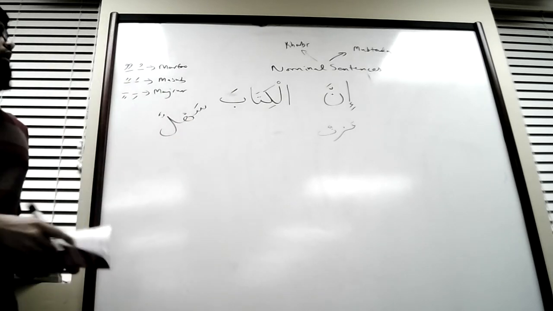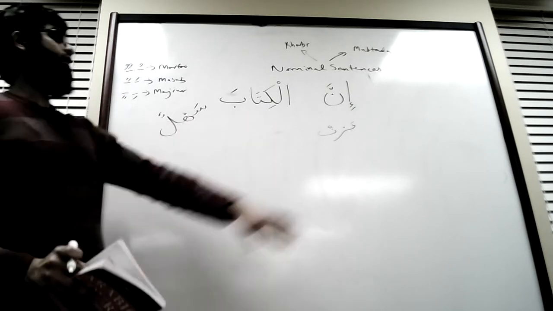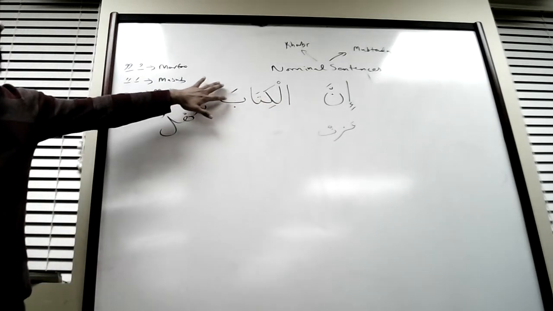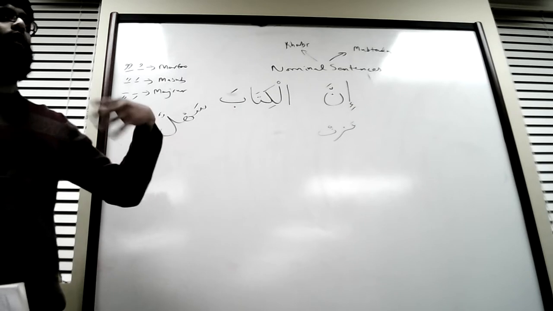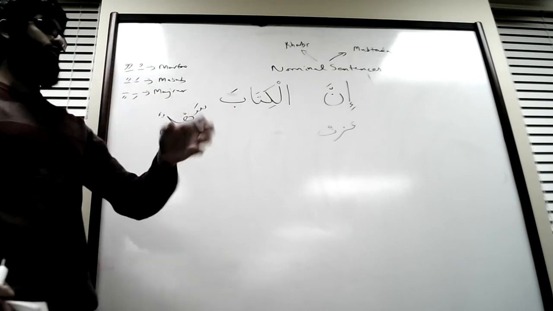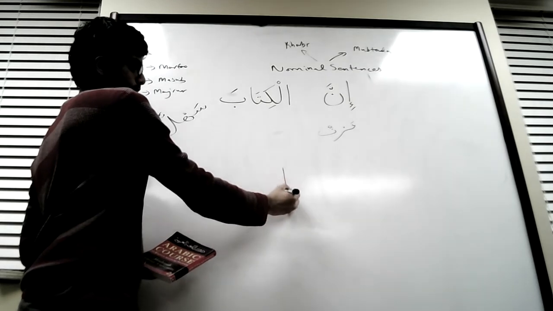So you started off with al-kitabu sahlun. The only thing that changed is that you added an inna, and then the kitabu changes to al-kitaba. Okay, so they're showing you how the sentence changes with inna. You can always remember this.